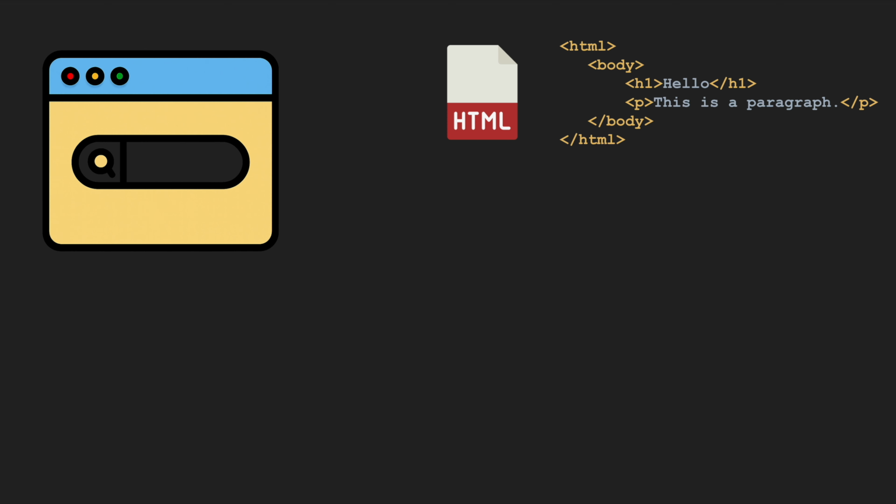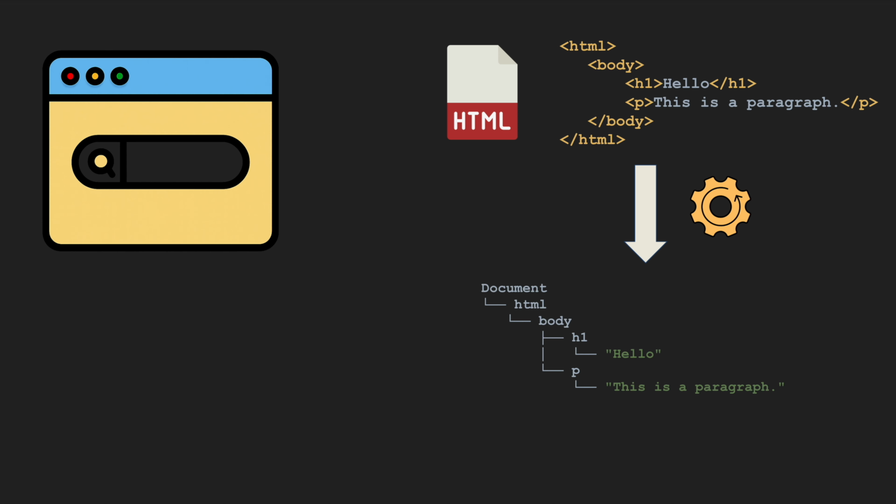Let's take a very simple example. Let's say that our example.com returned us a simple HTML which has only two parts. The first one is the header, hello, and it has a paragraph, this is a paragraph. The rendering engine will parse it and build a DOM tree. The DOM tree visually would look like the following. It will have a document as the root node, and that root node will have one child, HTML. HTML also will have one child, body, and body will have two children, H1 and P. The H1 will have the text hello, and the P will have the text this is a paragraph.